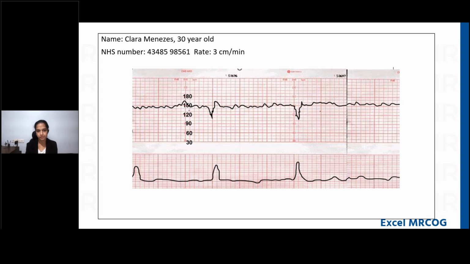So in that case, we have to do simple, conservative measures. If there is hypotension or anything, we have to give fluids, change the position and so on. That is regarding the variable deceleration. And late deceleration, this is the contraction. When the contraction finishes, then you can see the deceleration.